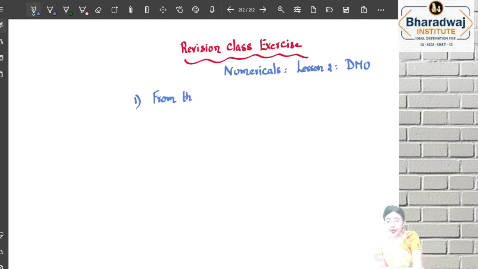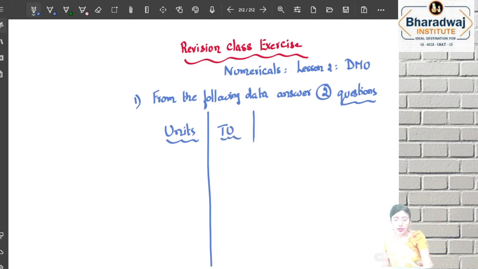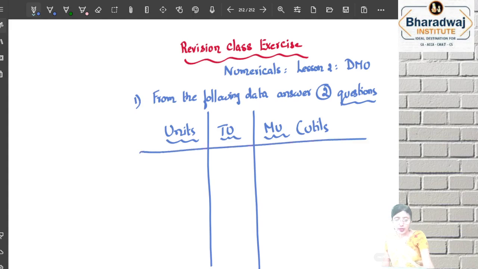From the following data, answer 2 questions. I'll give you one data set, and from that you can answer 2 questions. On the first column you have units. Second column, let me give you TU. And the third column, let me give you MU. They're all measured in terms of utils. Don't forget that.